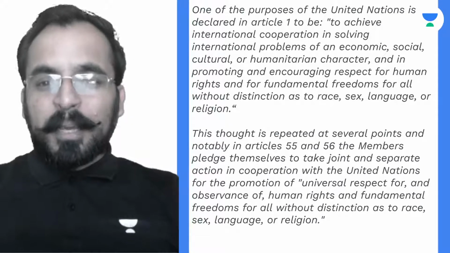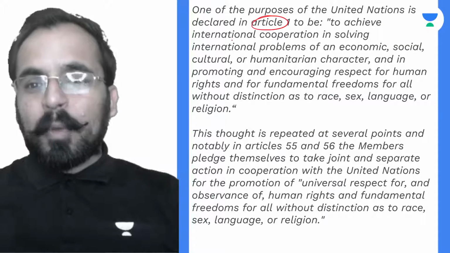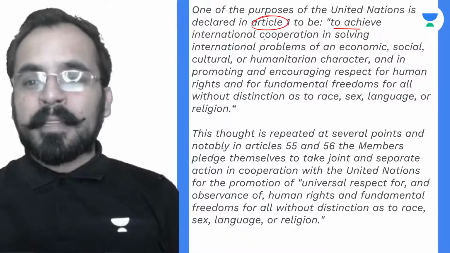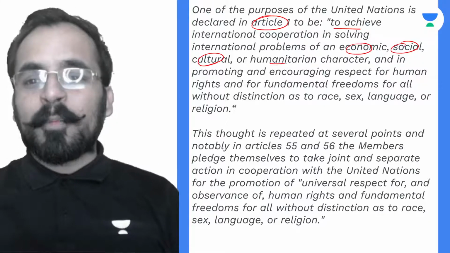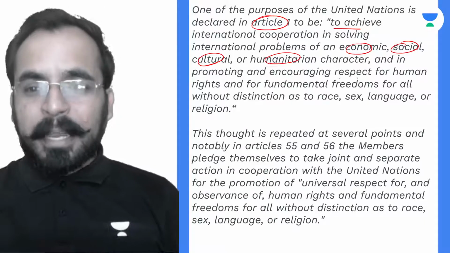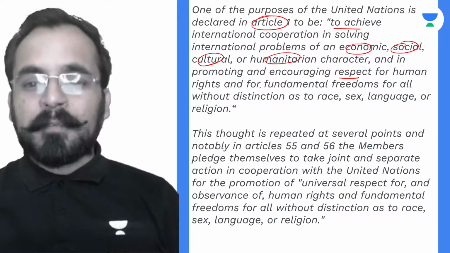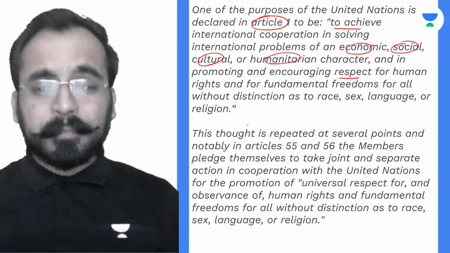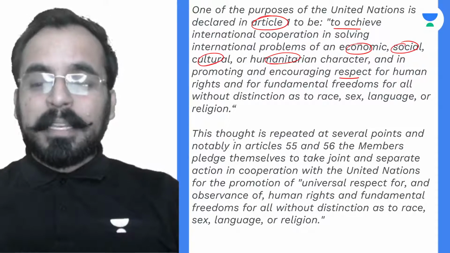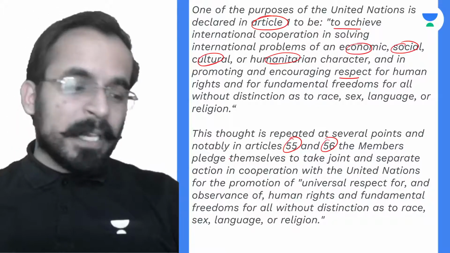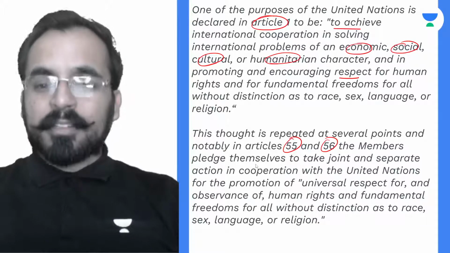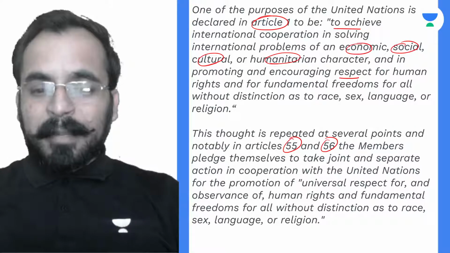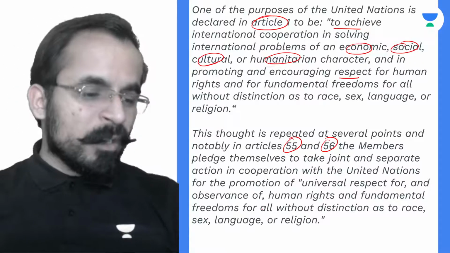It says one of the purposes of the United Nations is declared in Article 1. And what is the purpose? To achieve international cooperation in solving international problems of an economic, social, cultural, or humanitarian character, and in promoting and encouraging respect for human rights and for fundamental freedoms for all without distinction as to race, sex, language, or religion. This thought is repeated at several points, and notably in Articles 55 and 56, the members promise themselves to take joint and separate action in cooperation with the United Nations for the promotion of universal respect for human rights and fundamental freedoms for all without distinction as to race, sex, language, or religion.